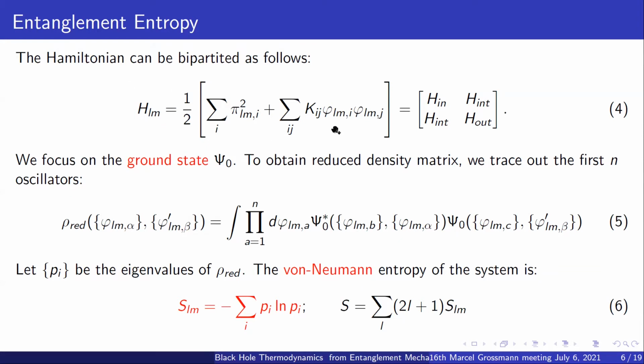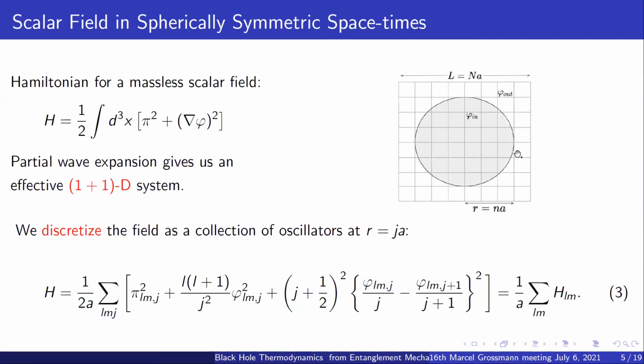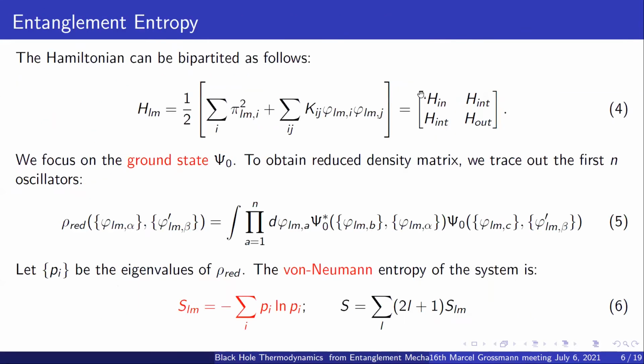So the Hamiltonian over here is that of a 1D oscillator chain, which you can write like this. And the ground state would in fact take the form of a Gaussian. Now, when you perform a bipartition over here, which is basically bringing in a horizon that separates inner degrees and outer degrees of freedom, you can write down the Hamiltonian this way.